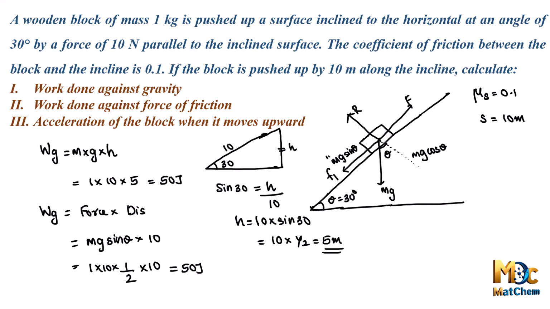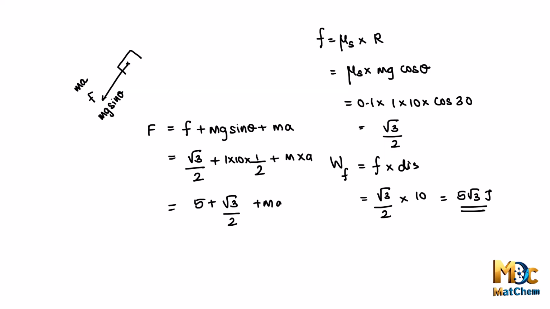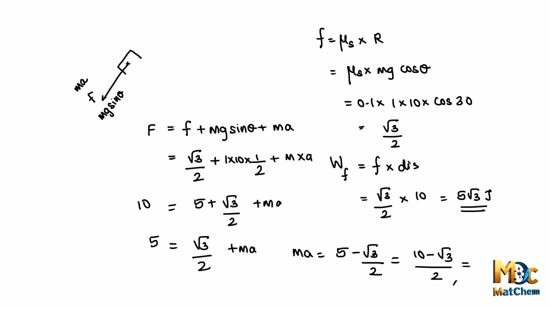What is the value of applied force? They're telling that we are applying a force of 10 Newton. So this is equal to 10. That means 5 can be taken to the other side. 10 minus 5 is equal to 5, equal to root 3 by 2 plus ma. Therefore, ma is equal to 5 minus root 3 by 2, nothing but 10 minus root 3 by 2. It will be equal to 4.13. Now we can calculate acceleration equal to 4.13 divided by mass. Mass is equal to 1 kilogram, so that is equal to 4.13 meter per second square.